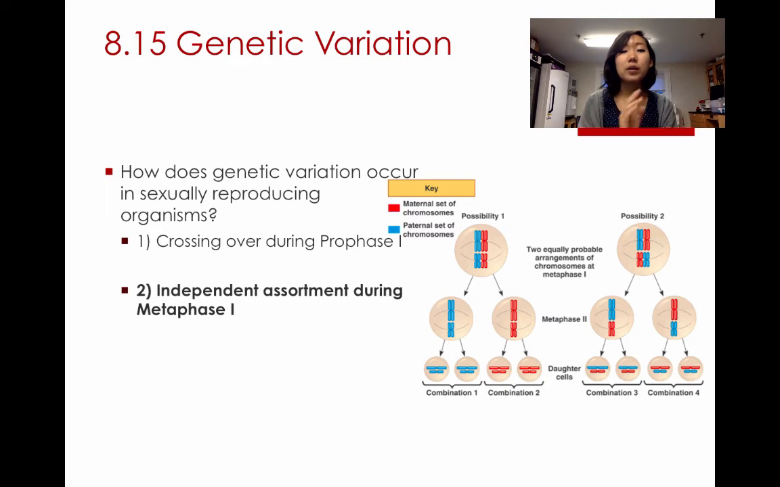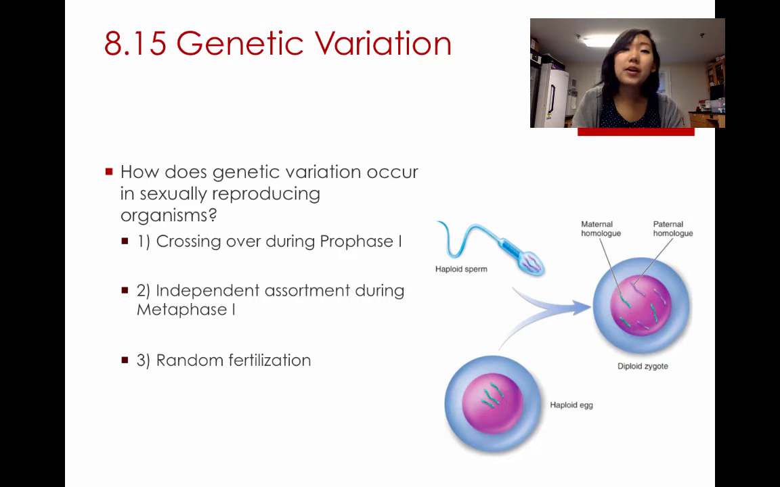So that random assortment is called independent assortment of chromosomes, and that just refers to the way that the homologous pairs of chromosomes align in the middle of the cell during metaphase 1. So that's another way you can have more randomness or more genetic variation in your offspring. The last one is random fertilization. The book doesn't talk about this too much, but just know that the combinations of egg and sperm cells are almost infinite, and so that leads to also more genetic diversity in offspring.